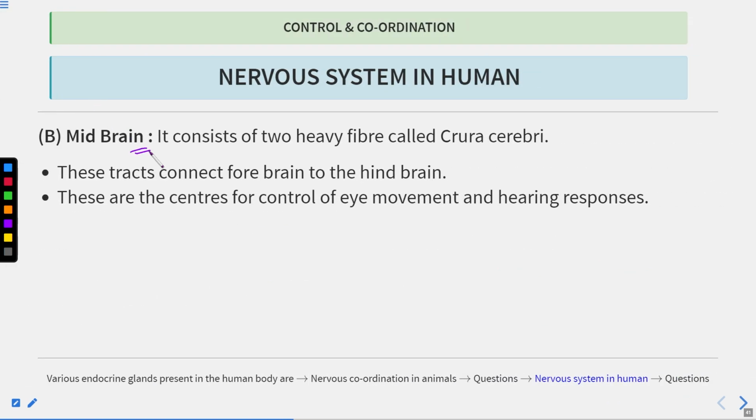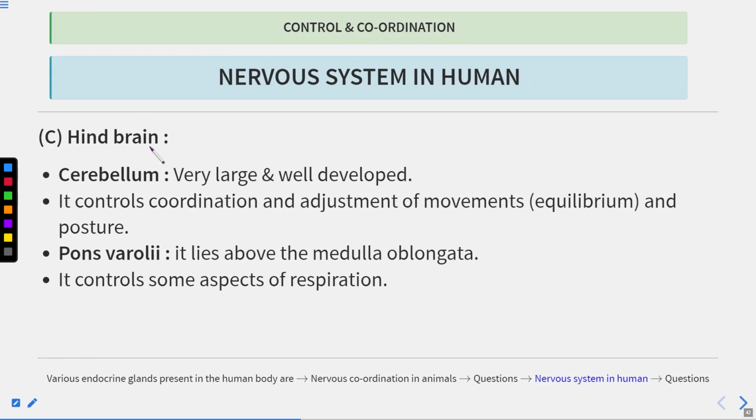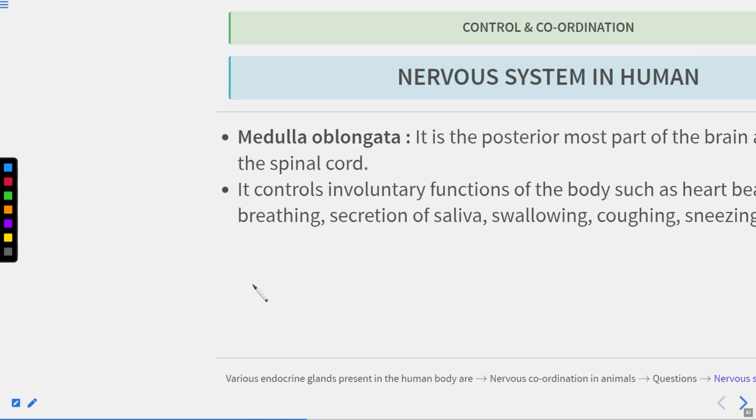Now let's talk about the midbrain. It consists of two heavy fibers known as the crura cerebri. These tracts connect the forebrain to the hindbrain, and they are the center for control of eye movement and hearing responses. Now third is the hindbrain. It consists of the cerebellum, which is very large and well developed. It controls the coordination and adjustment of movement and posture as well. Another one is the pons varolii. It lies above the medulla oblongata and controls some aspects of respiration.